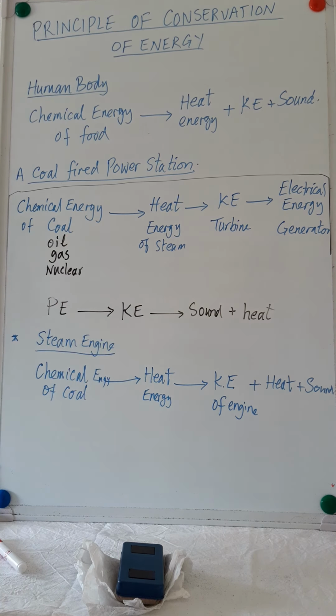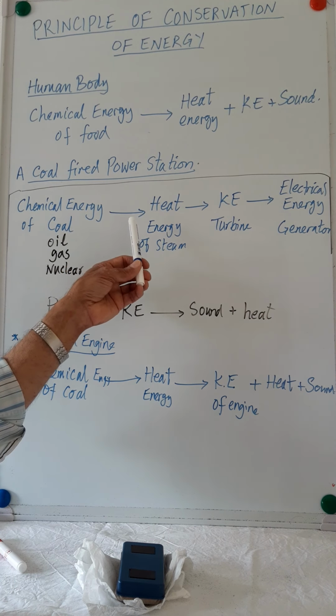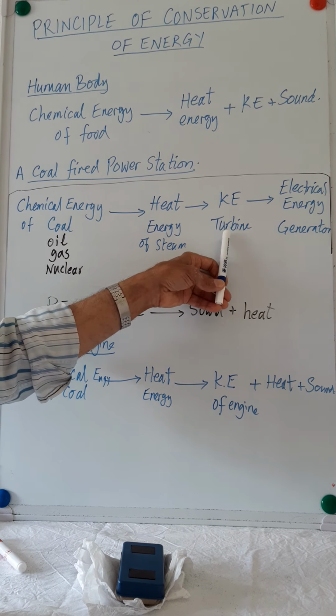We can use oil to heat the water to make steam, or we could use gas or nuclear energy. It's exactly the same thing. The nuclear energy produces heat. The heat is used to heat the water to make steam. The steam drives a turbine. The turbine drives a generator. So you get electrical energy generated. All the power stations work on the same principle.